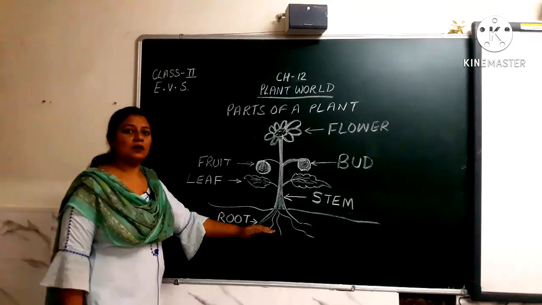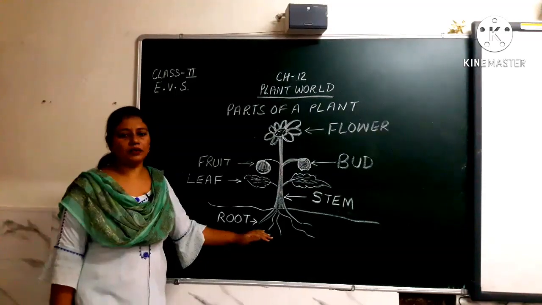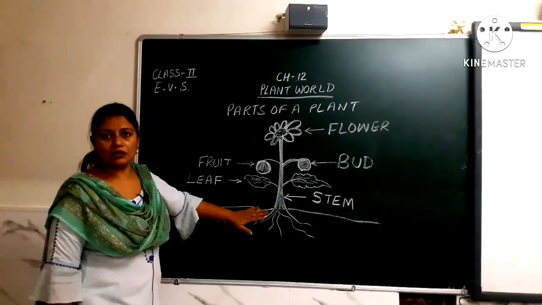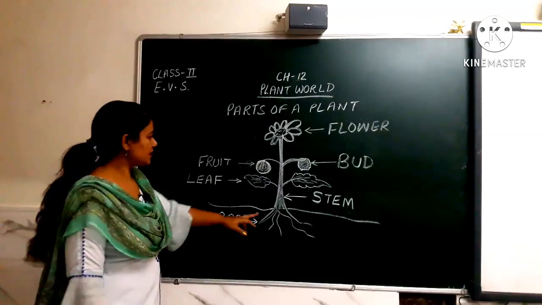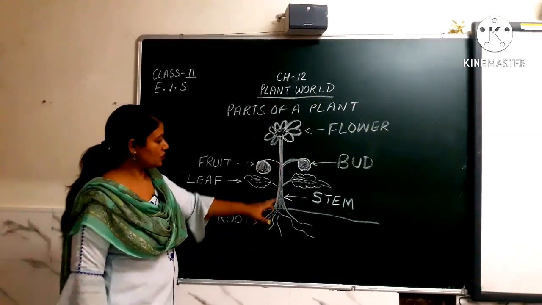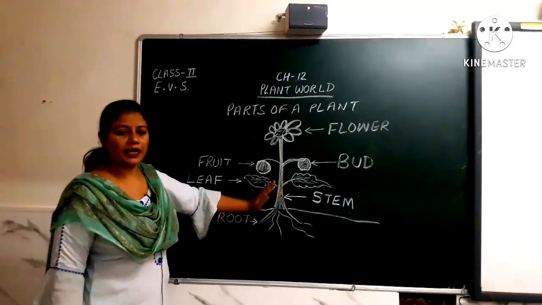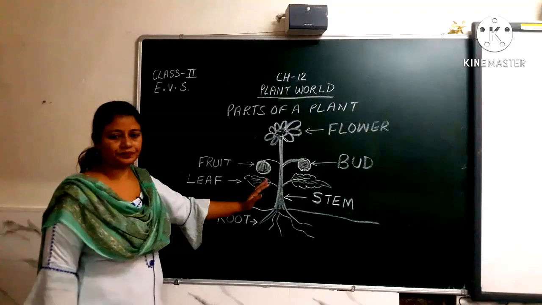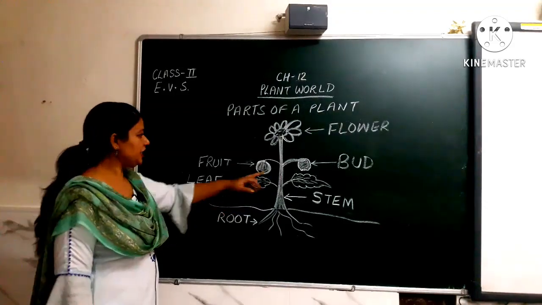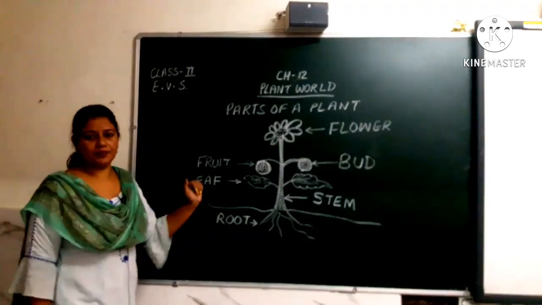It absorbs water and minerals from the ground, from the soil. Next is the stem. This is the stem. Stem grows above the ground. It has many branches which bear leaves, flower, bud, fruit, etc.